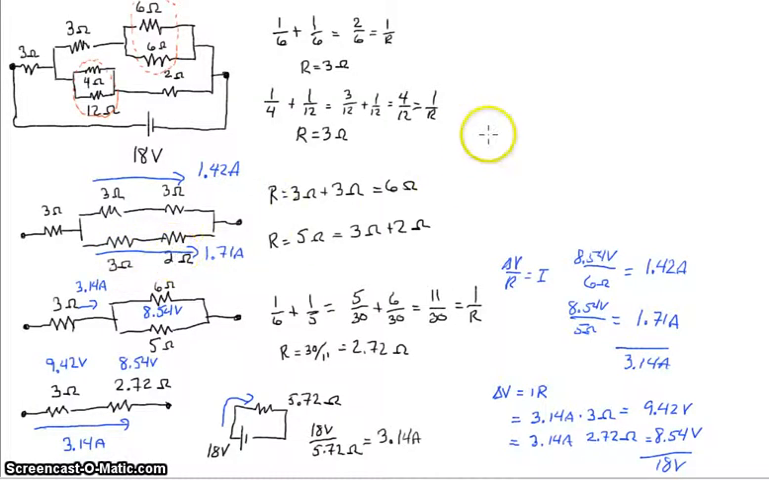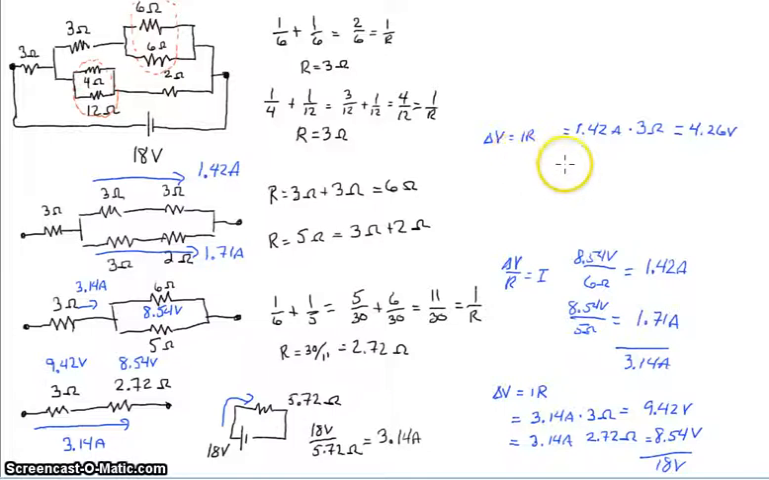So we're going to come over here and calculate the voltages. The voltage will equal I times R, and for the top two we'll have 1.42 amps times 3 ohms. This will equal 4.26 volts, and since there are two of them, that's approximately 8.5 volts, so we're okay across the top.